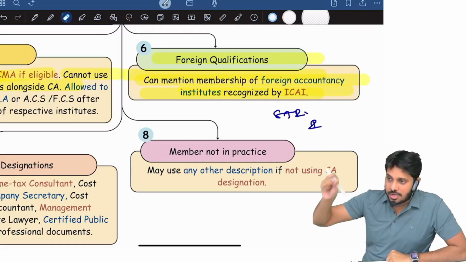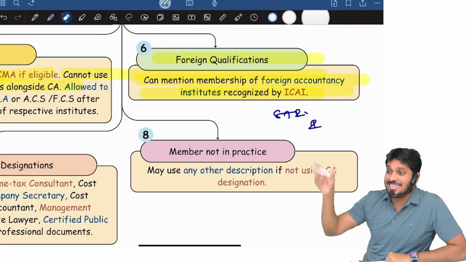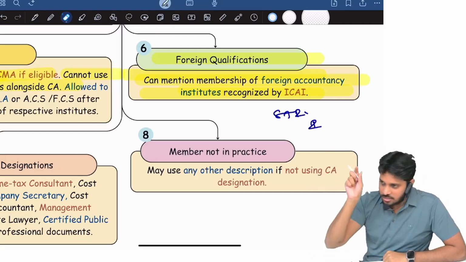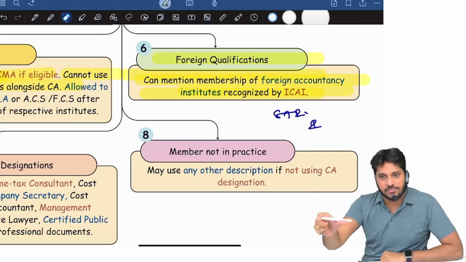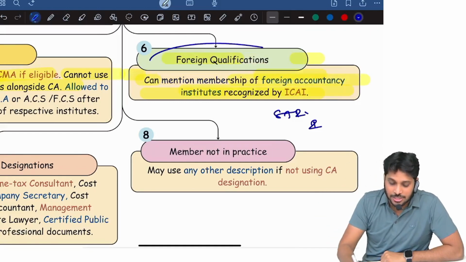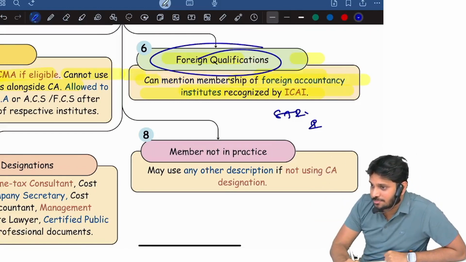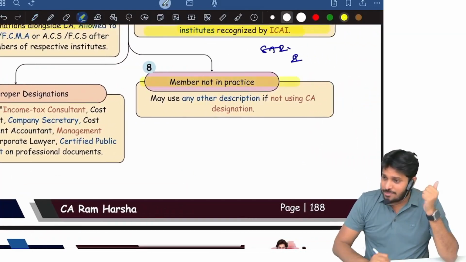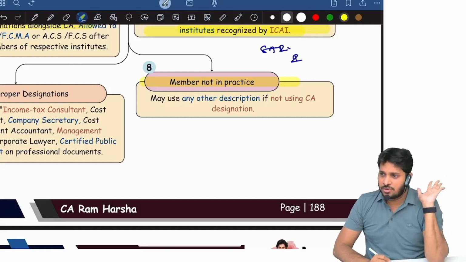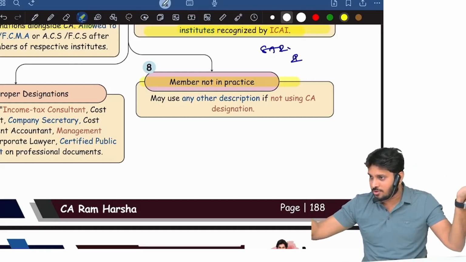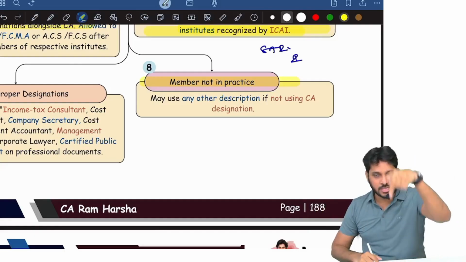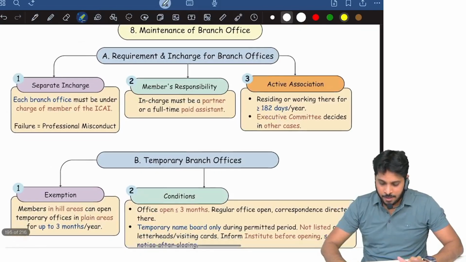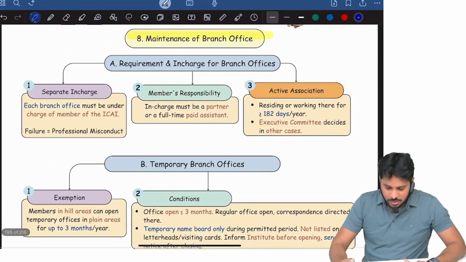Clear? Remember, mentioning a qualification is different from mentioning a designation. Chartered accountant full forms always amount to designations. Abbreviated forms amount to qualifications. I'm talking about permitted qualifications, not permitted designations. Clear? Next. And suppose you are not in practice, and you are not using the words chartered accountant at all, you can put 100 names below your name, no problem. The Institute is not bothered. If you are putting the chartered accountant name, then only permitted designations are permitted. Are you clear? Next, branch office, an important provision.